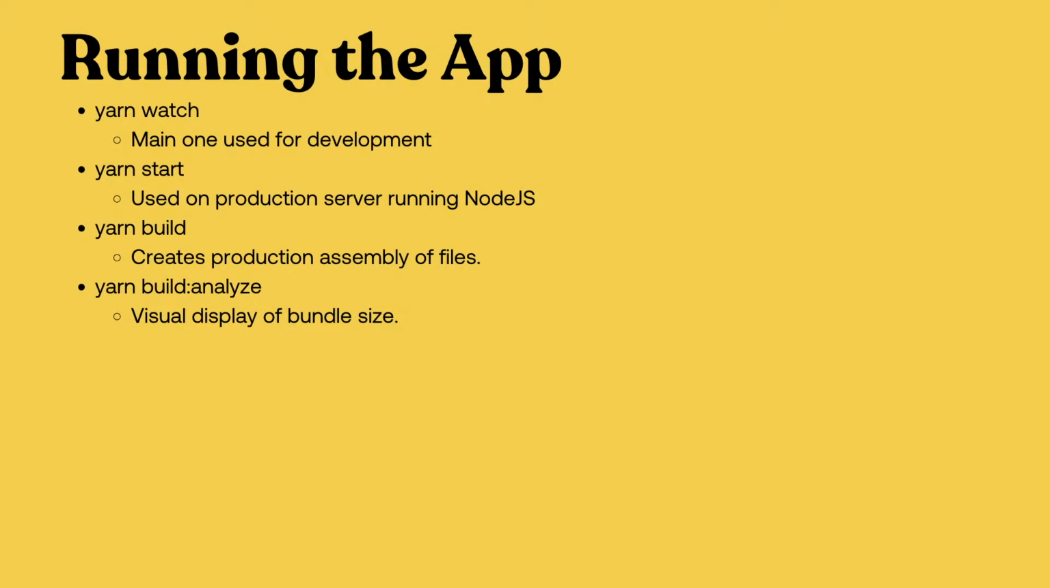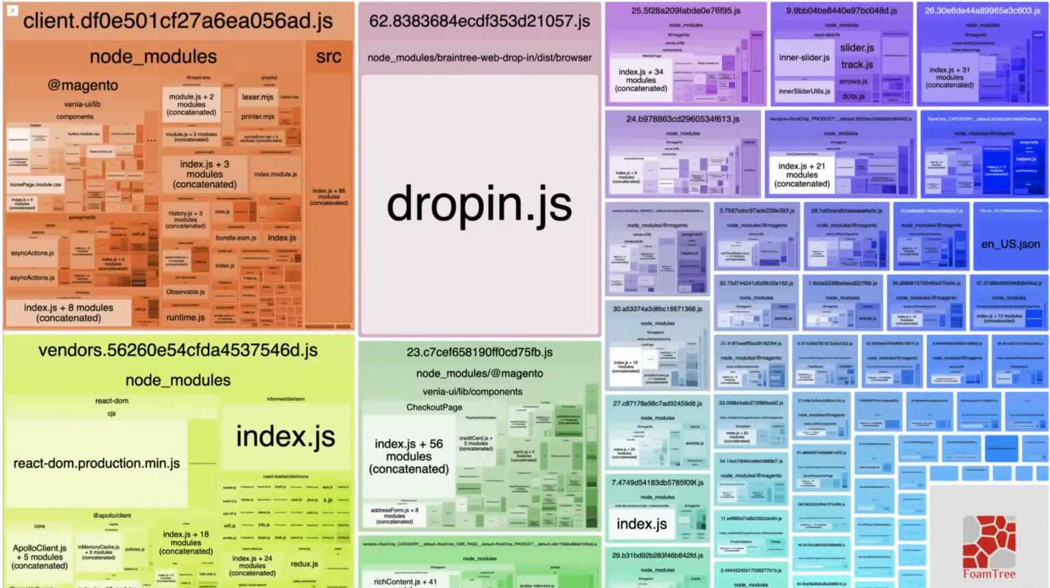Yarn Start for production. Yarn Build creates a production assembly of those files with things like tree shaking and code bundling and all of those things taken care of. So we have all sorts of different bundles available and things like that. And then Yarn Build Analyze, which I want to show you in this next screen, which I think is a really helpful way to look at the code here.